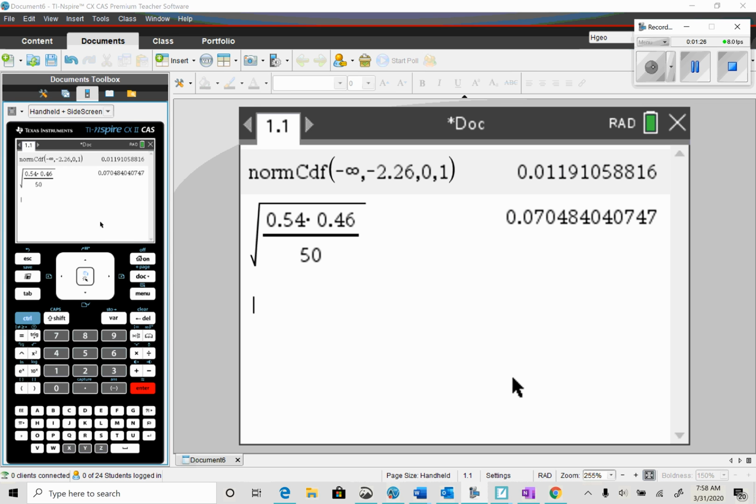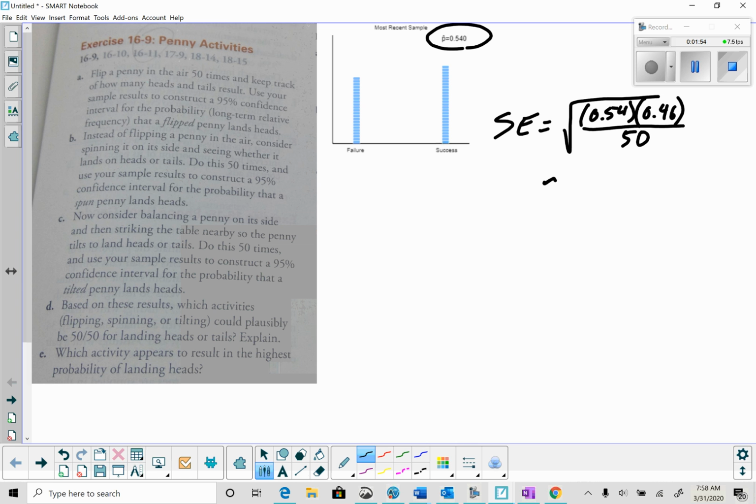So if I plug in 0.54 times 0.46 divided by 50, now again, as you're doing this, you may very well need to put a set of parentheses around that product from your numerator, just to make it look better. So here's my standard error, and I'm going to go to 4 decimal places and say that's approximately 0.0705. Okay, so that's computing the standard error.